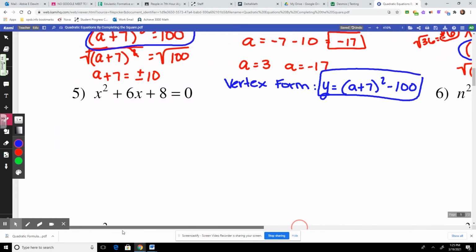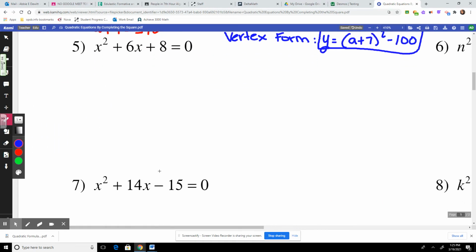Number 5. Again, try to pause the video if you can. All right, I'm going to isolate the variable terms by subtracting 8 from both sides. So I get x squared plus 6x equals negative 8.